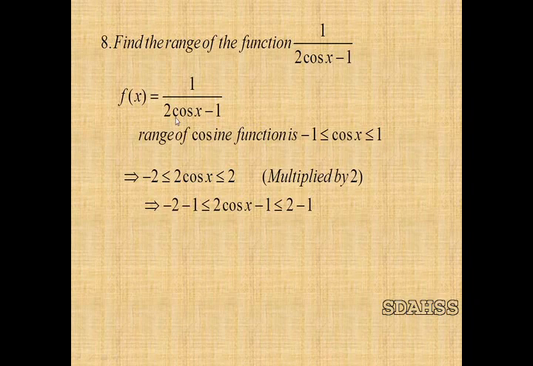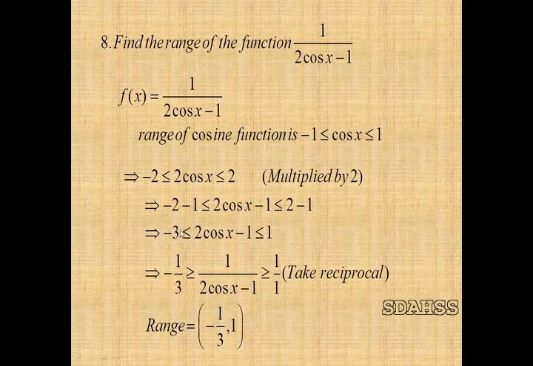Again look at the question. The question is 2 cos x minus 1. So for that, subtract 1 throughout. So you have minus 2 minus 1 less than or equal to 2 cos x minus 1 less than or equal to 2 minus 1. Minus 2 minus 1 means minus 3, and 2 minus 1 means 1.